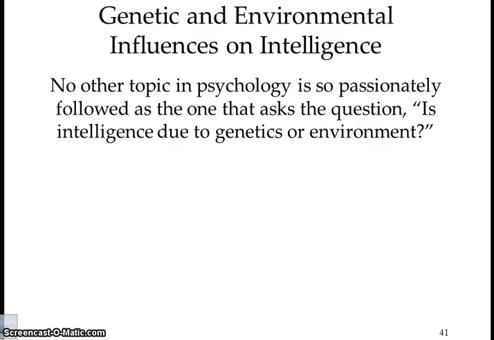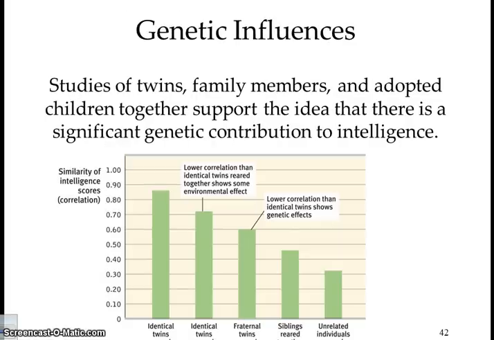So genetics and environmental influence on intelligence. So we look at this nature-nurture thing again. Is intelligence due to genetics or environment? When you look at genetic influences, studies of twins, family members, and adopted children together support the idea that there is a significant genetic contribution to your intelligence. So if mom and dad are intelligent, it's a pretty good factor that you're probably going to be intelligent too.